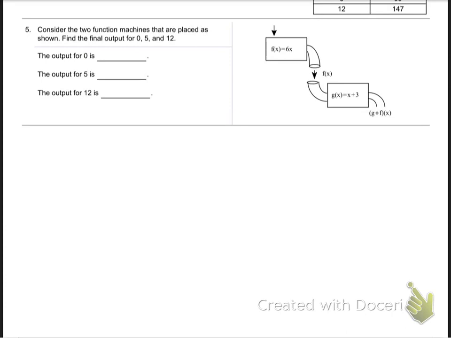Number 5, consider the two function machines that are placed as shown. Find the final output for 0, 5, and 12. Okay, so what are they talking about? Well, they want me to put 0 in here. And what does this function do? Times 6. 6 times 0 is 6. And then that goes in here. And this function is x add 3, so it's 6 add 3, comes out 9.